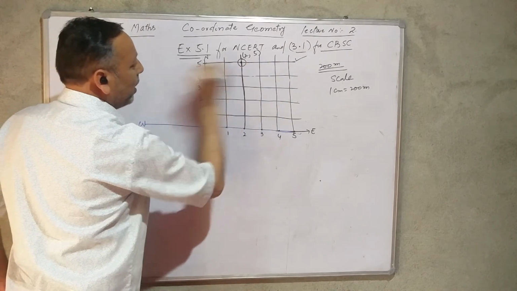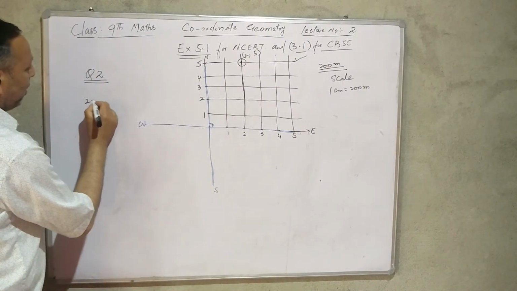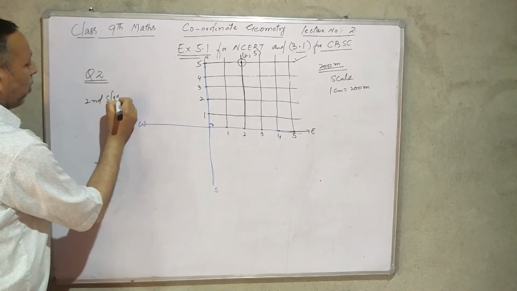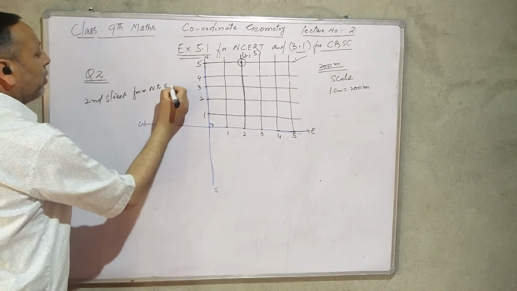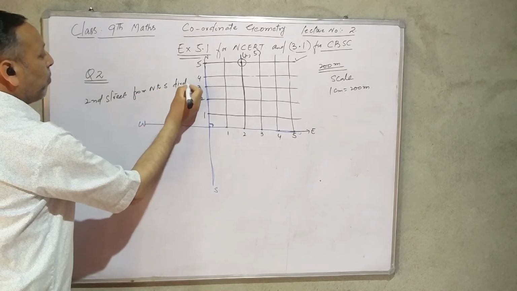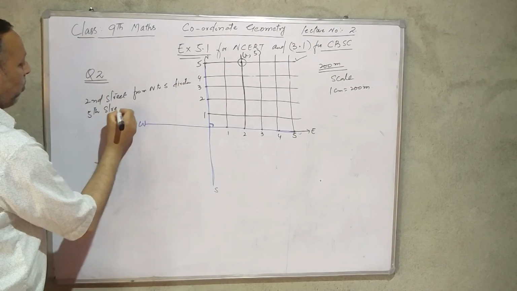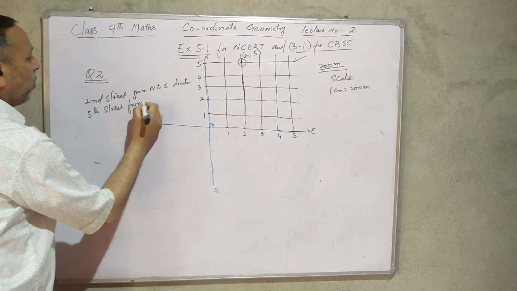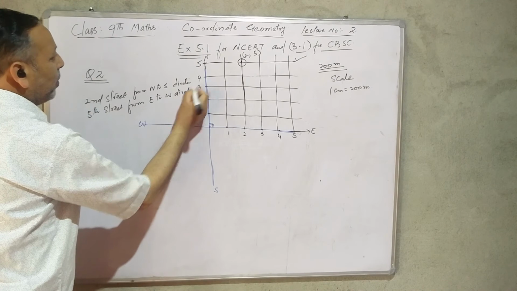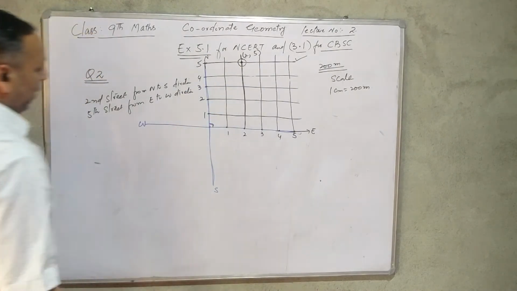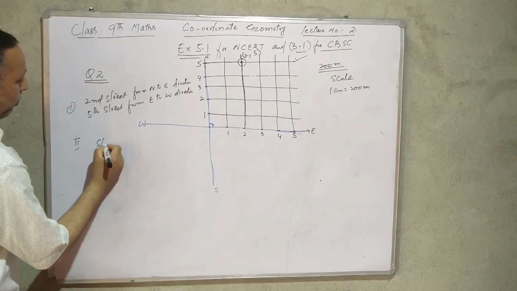This is the street here. This is the second street from north to south direction. The fifth street from east to west direction. This is the street.